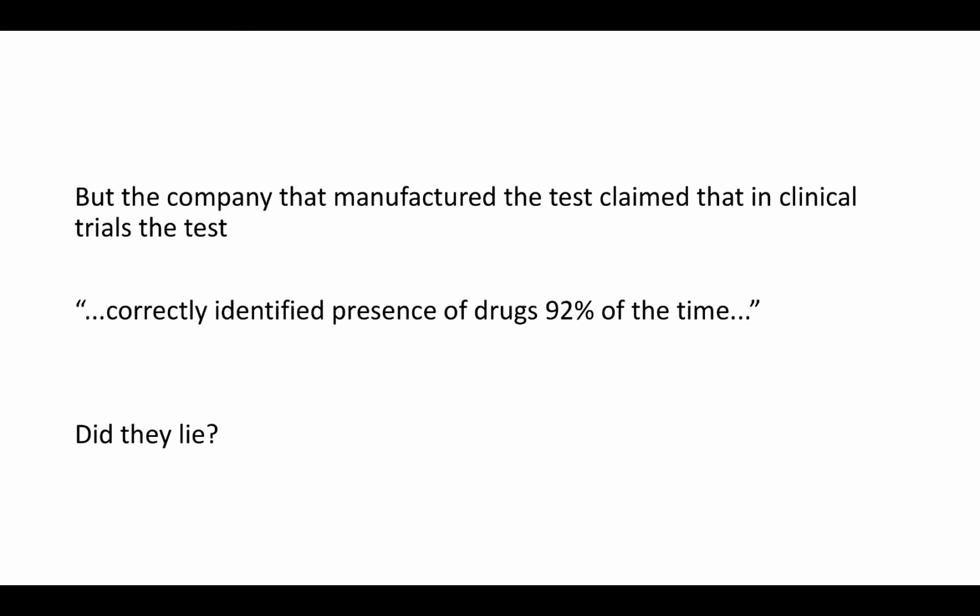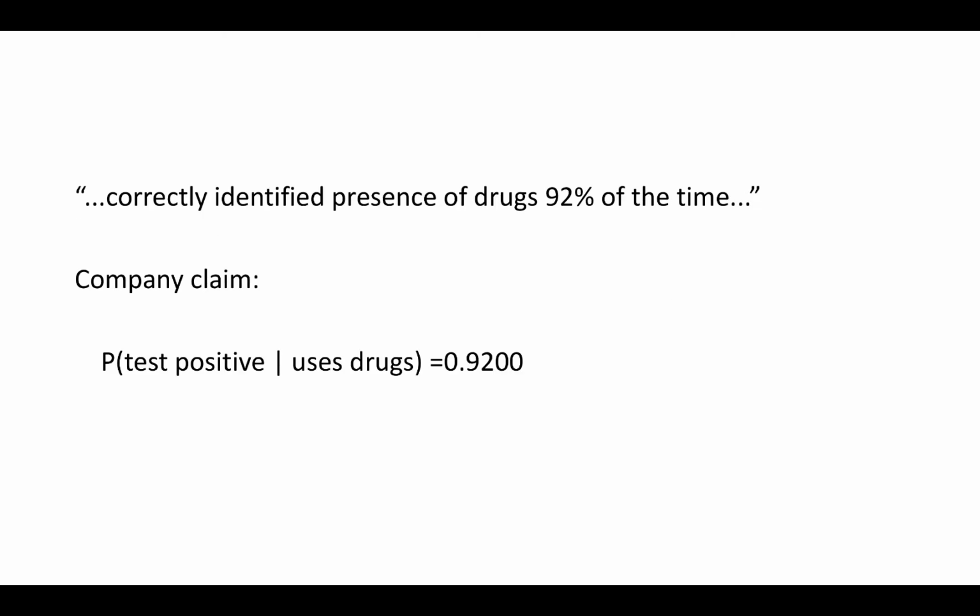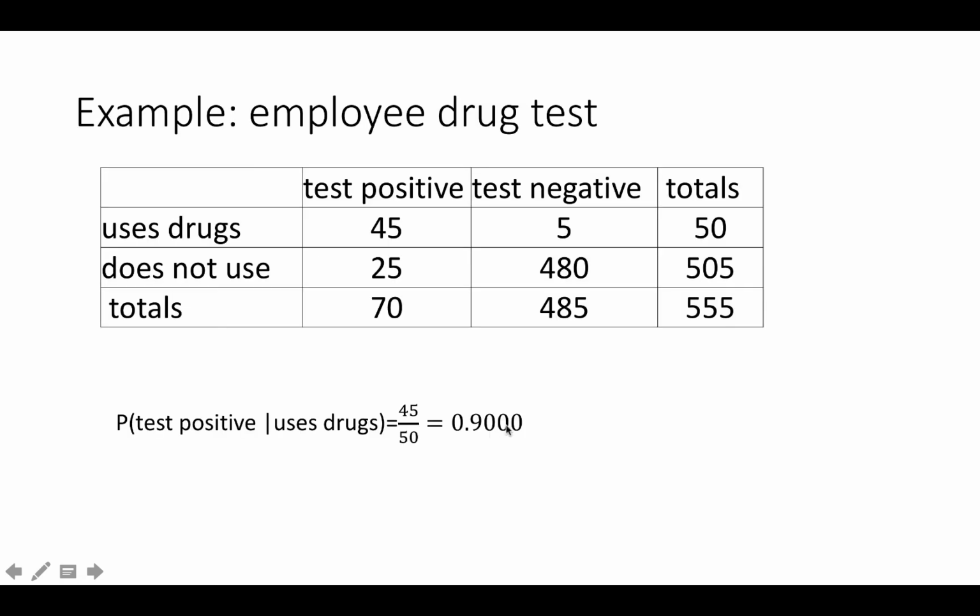Now, suppose the company that manufactured the test claimed that it correctly identified presence of drugs 92% of the time. Were they lying? Well, correct identification of the drug's presence would be the conditioning the other way. So that would be assuming that there's drug use, the test is positive. That's what they're claiming. Well, let's look at our table. So we would look under the drug users row here, and we'd see how many positive results, 45 results out of 50 total. So you'd get that conditional probability is 45 out of 50, or 90%. So really the company didn't lie. They're pretty close. They claim 92% and we got 90%.